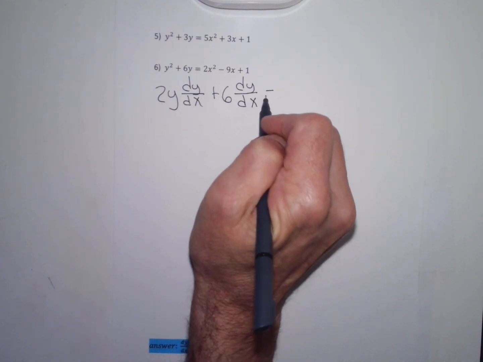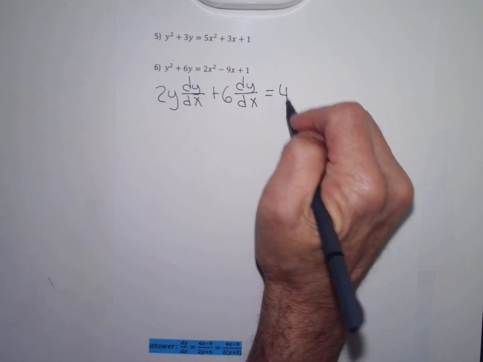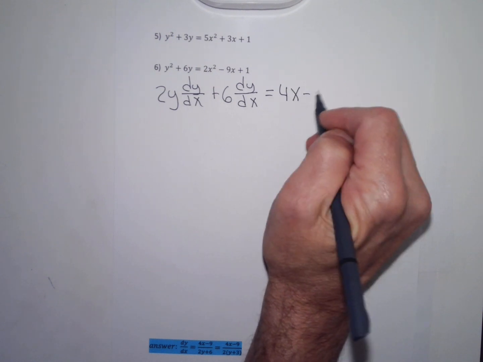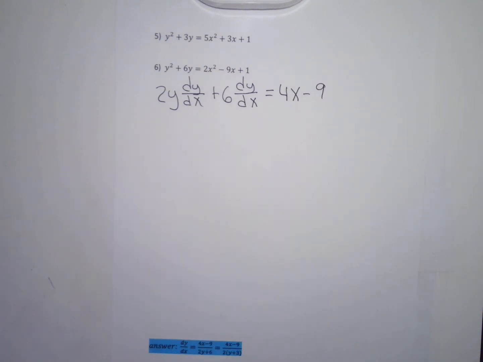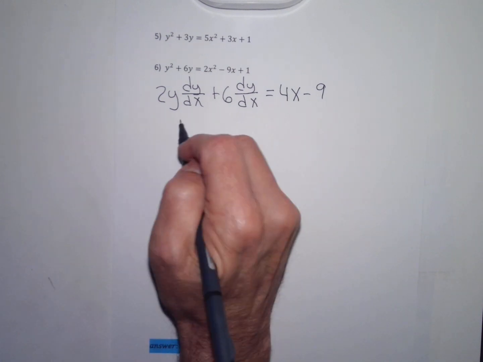On the right-hand side, the derivative of 2x squared is 4x. The derivative of minus 9x is minus 9. The derivative of plus 1 is 0. That's the derivative. Now I need to solve it for dy dx.